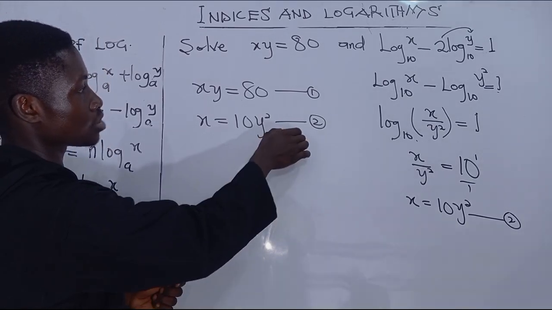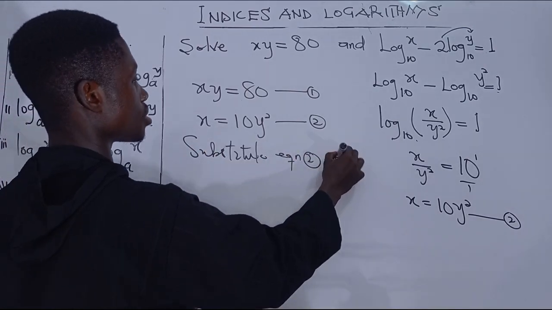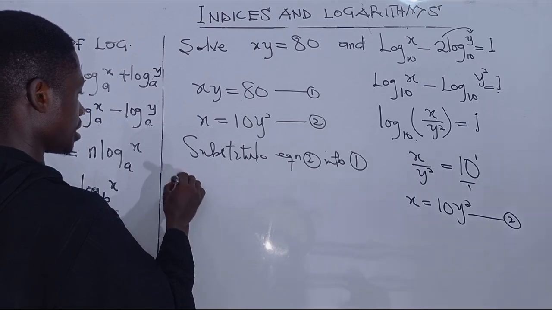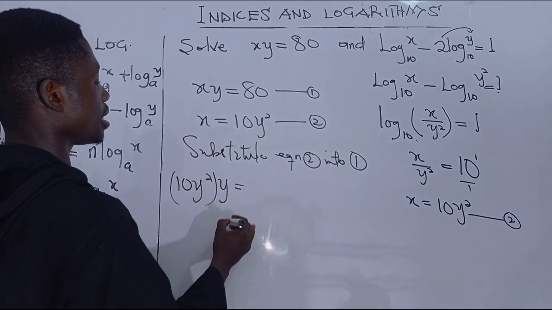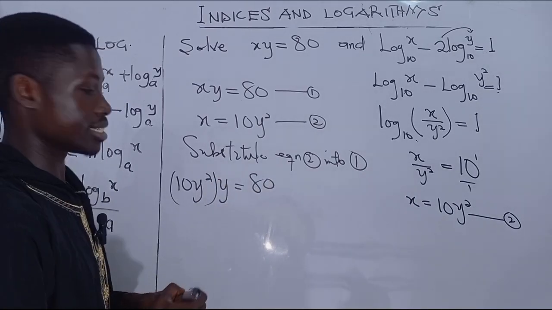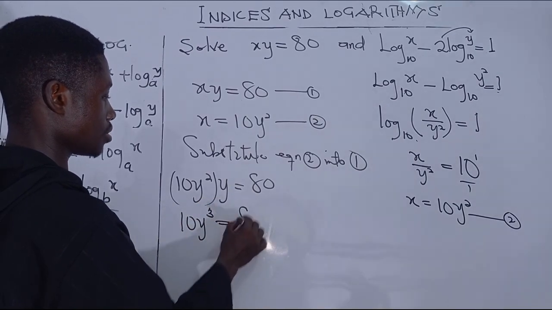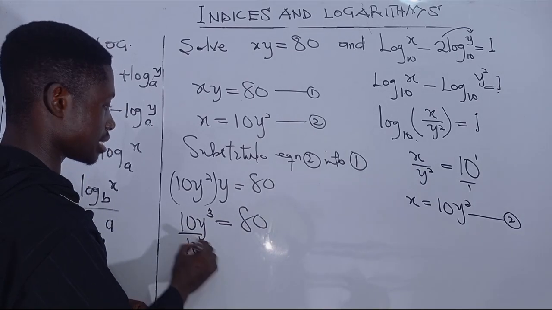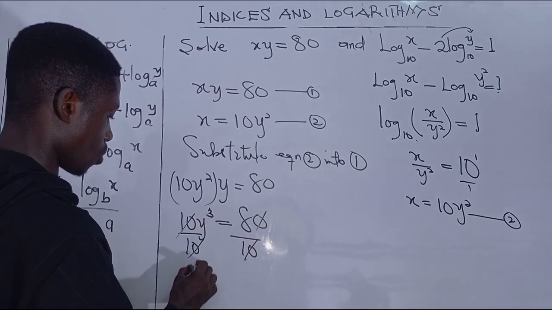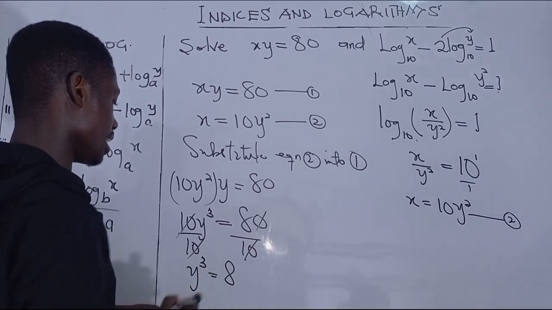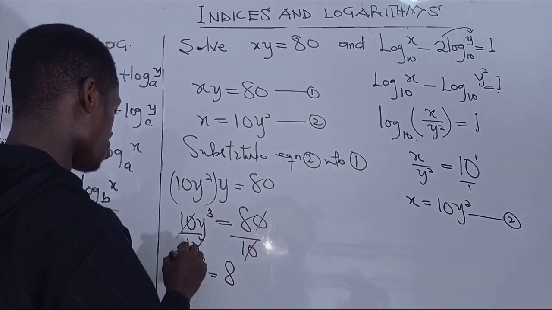It means that x is the same as that. So we can substitute equation 2 into equation 1. So we have 10y raised to the power 2, and then we have y, which is equal to 80. Now this multiplying this will give us 10 times y raised to the power 3 is equal to 80. Let's divide both sides by 10. This and that will go. We have y cubed is equal to 8. We want to find the value of y, not y cubed. So let's take the cube root on both sides of the equation.